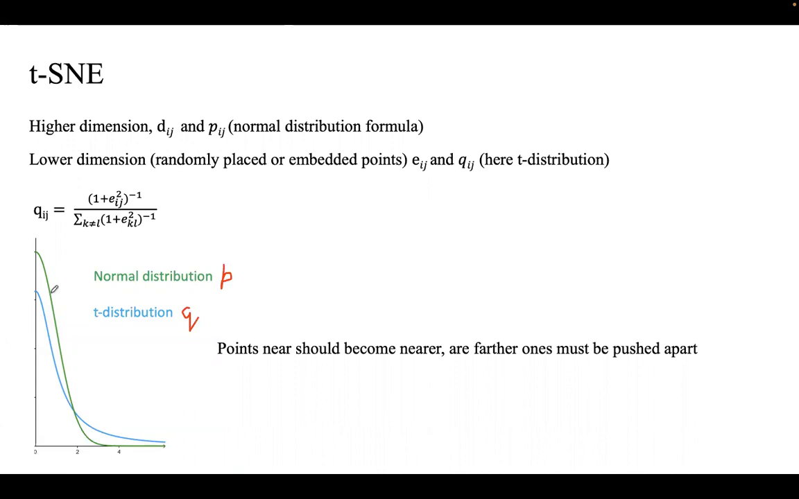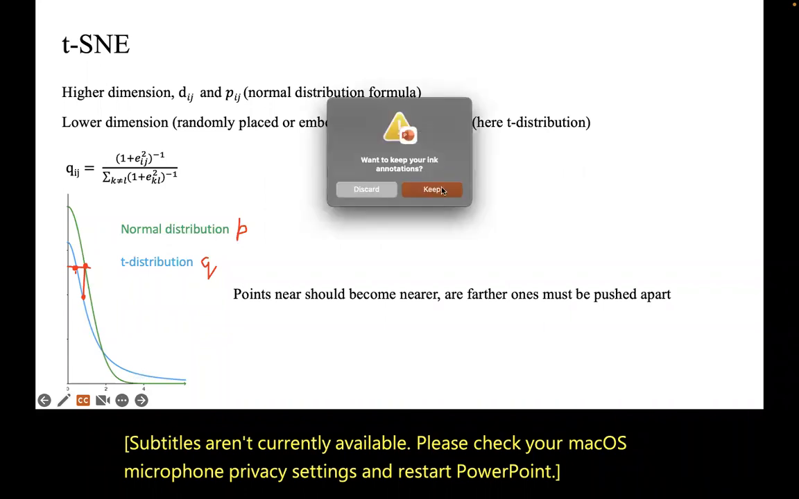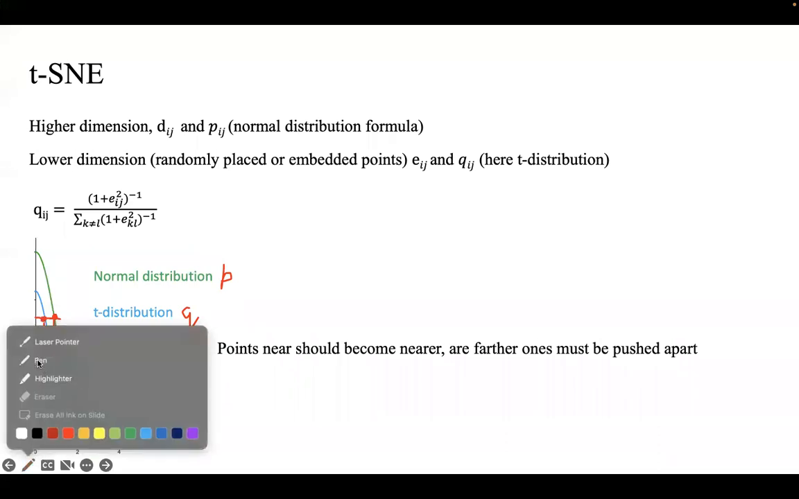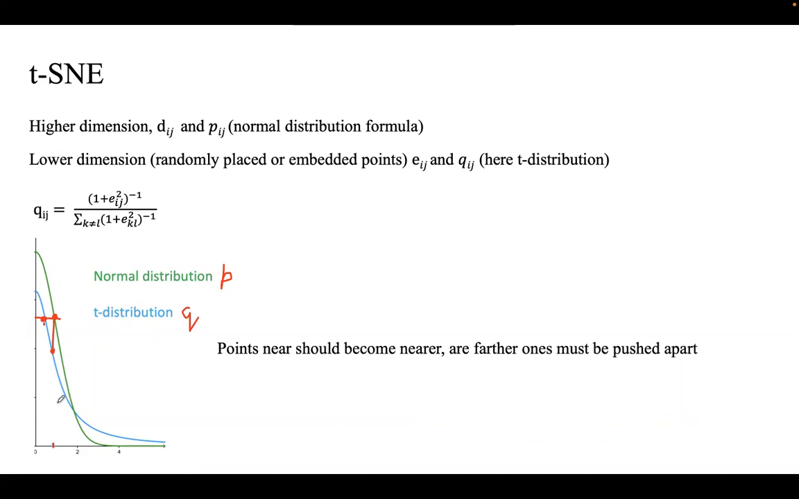So let's say there was this value right here, a certain probability P value. Let's take a look at these two points first. Let's say this was the distance between the two points, that is Dij, and this was P corresponding to it. Now, the same value of Q, which we actually want, requires that in the lower space, the points be shifted from here to here, so they have a lesser difference between them.